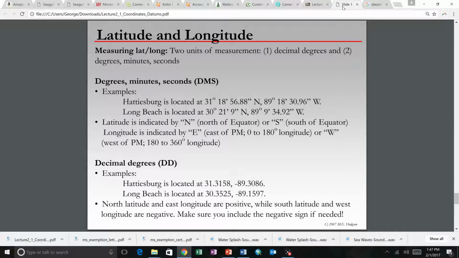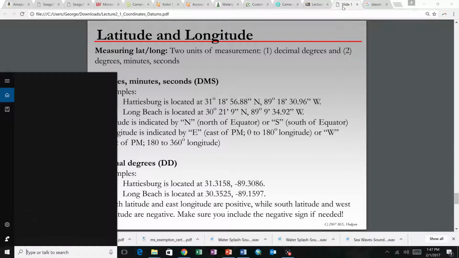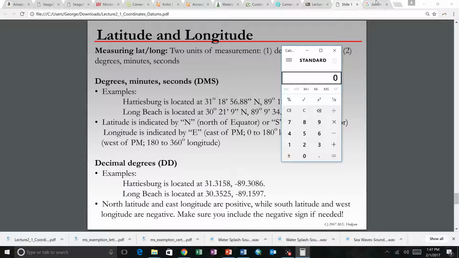So remember, what was the circumference of the Earth? It was 24,000 something, right? I forgot exactly what it was. What's that? 249 what?